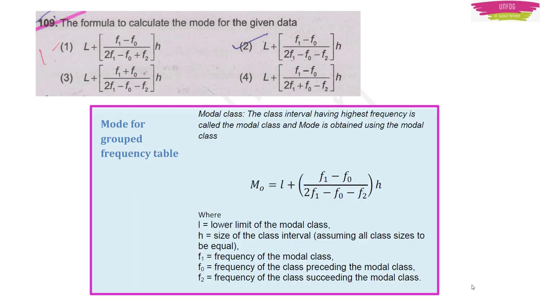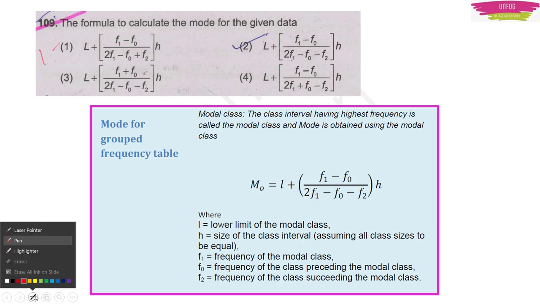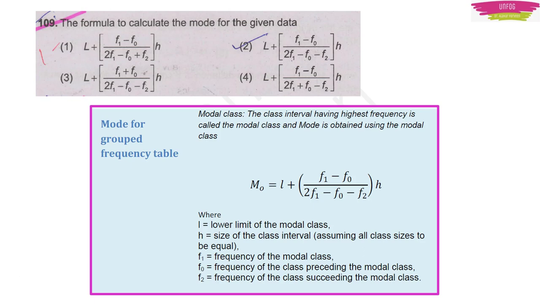Now, if there is a modal class, in that modal class you can find the mode for a grouped frequency table using this formula: L plus (F1 minus F0) upon (2F1 minus F0 minus F2) into H. Now, what do all these mean? L means lower limit of the modal class. H means size of the class interval, found by assuming all the class sizes to be equal. F1 is the frequency of the modal class. F0 is the frequency of the class preceding the modal class. F2 is the frequency of the class succeeding the modal class.